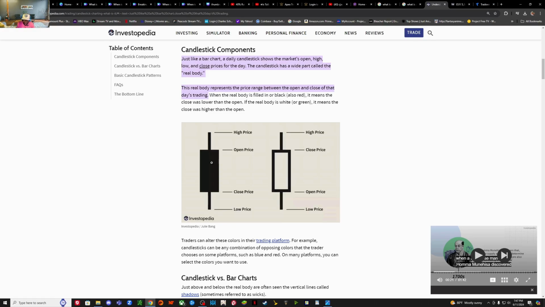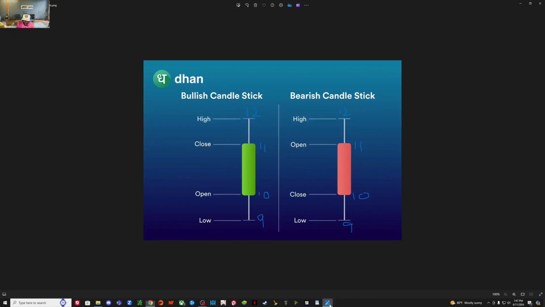The body represents the price range from the open to the close and the close to the open. And so a candle that opens from the top will be considered a downtrending candle, and a candle that opens from the bottom will be considered an uptrending candle. So we're going to go over here and flip these to color. Okay, and then we'll talk about a bullish candlestick and a bearish candlestick.